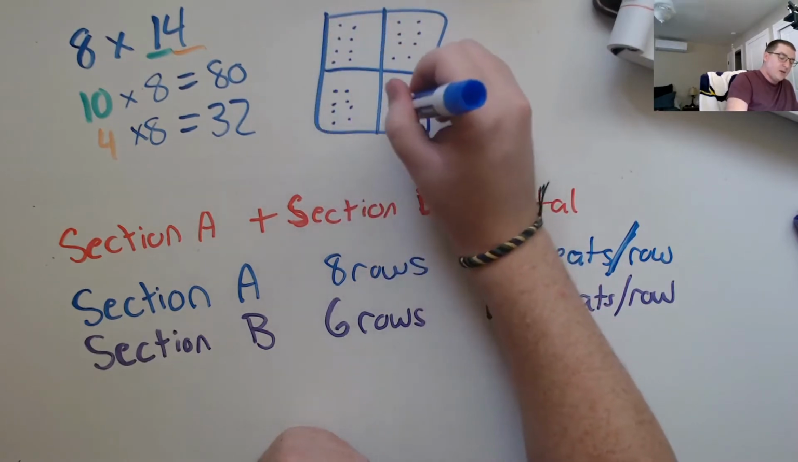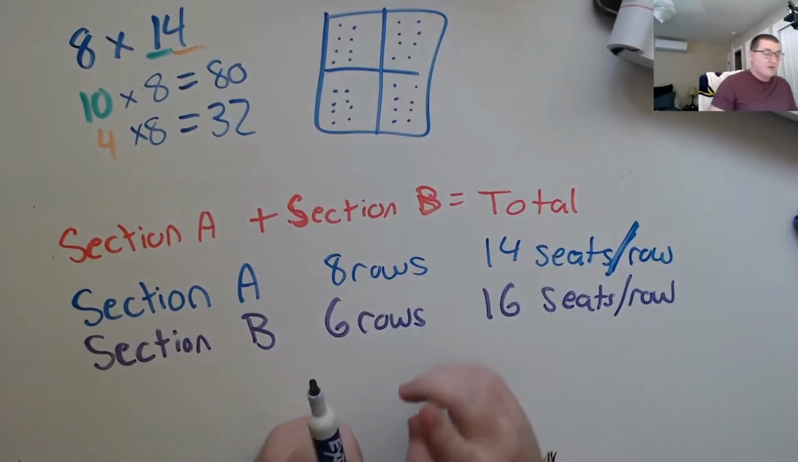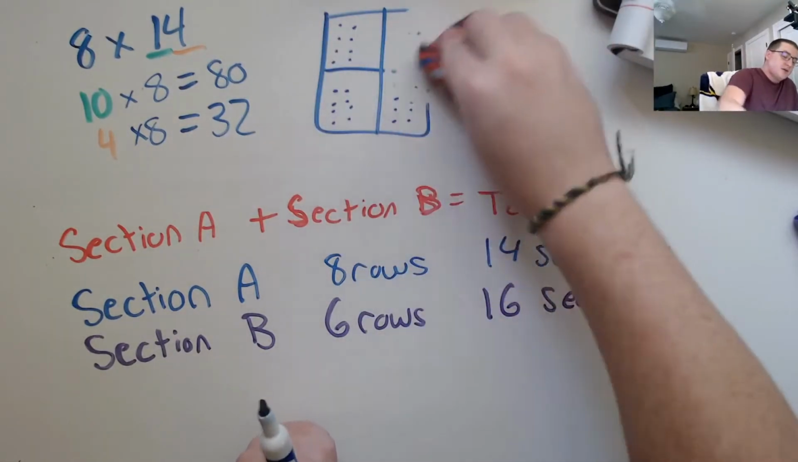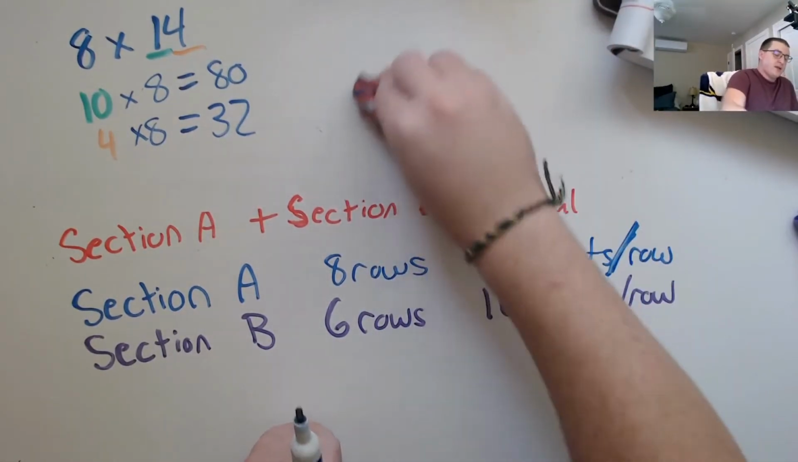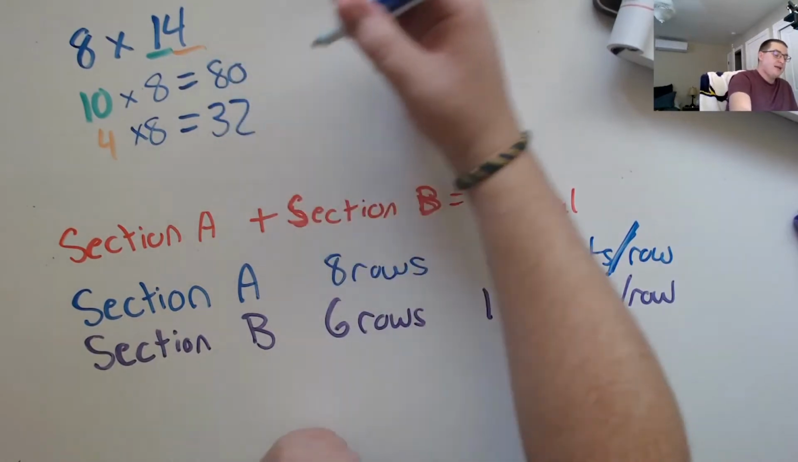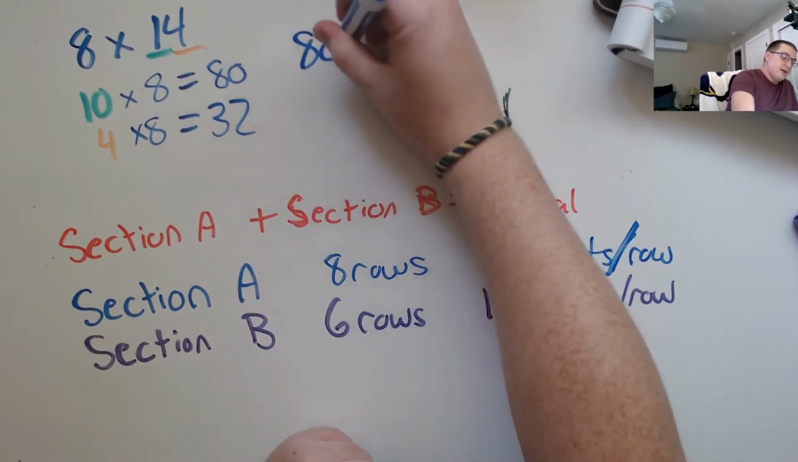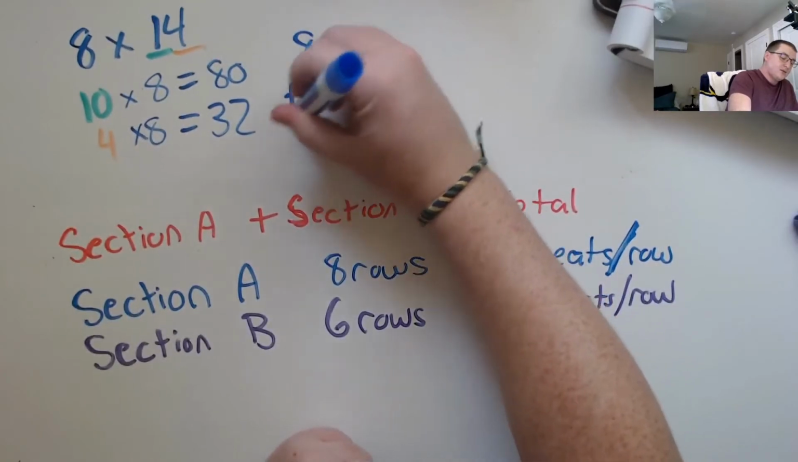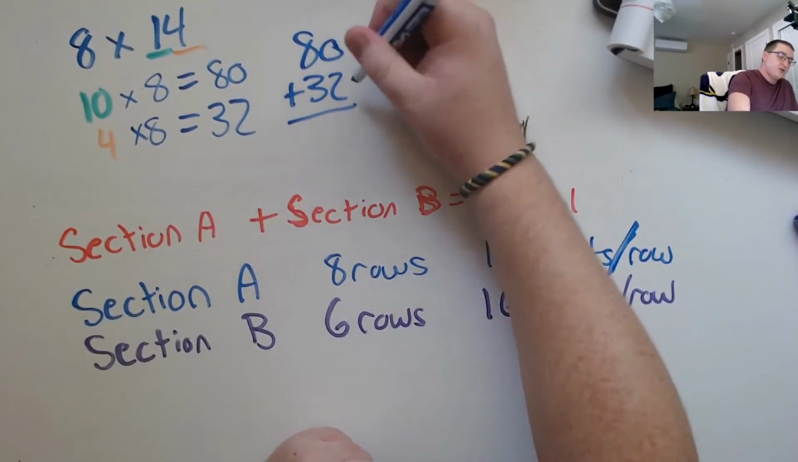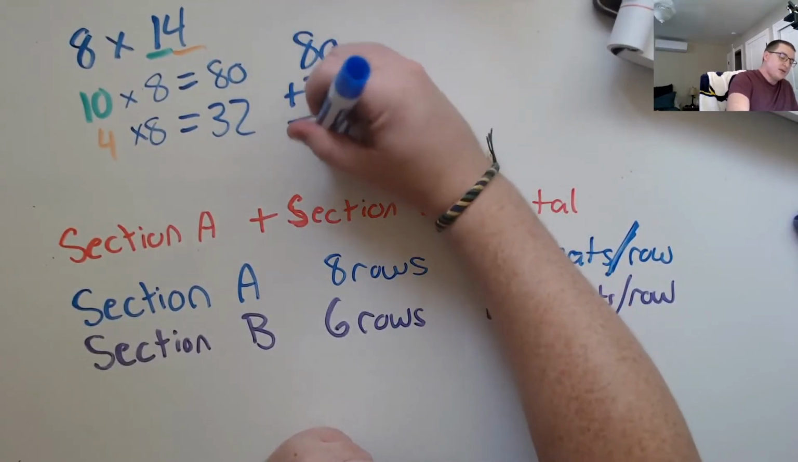And then if you counted up all the dots, you would get 32. Whatever multiplication strategy helps you, just remember that's one that you can use. So we have 80 and 32. So what we're going to do is 80 plus 32. 0 plus 2 is 2. 8 plus 3 is 11.